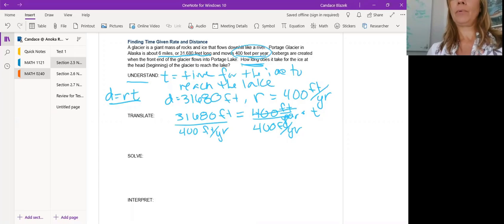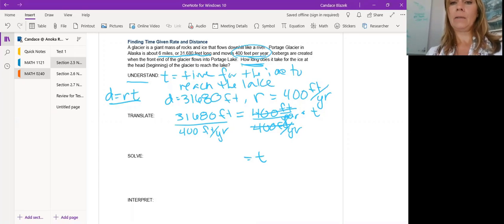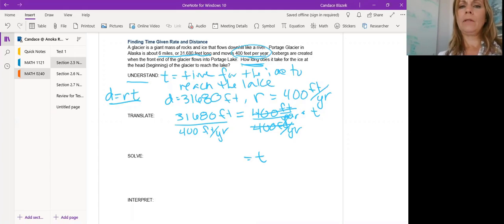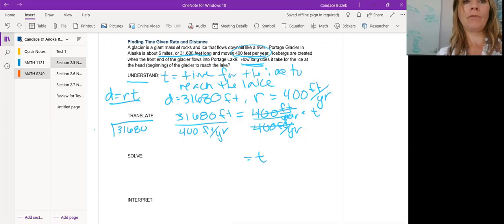Notice the 400 feet per year cancel off of the right, and I'm left with a T. And on the left, well, we have to do some long division, all right? So let's go ahead and do the long division, and I'll do that off to the side. So I have 31,680 feet, and I'm going to divide it by 400.